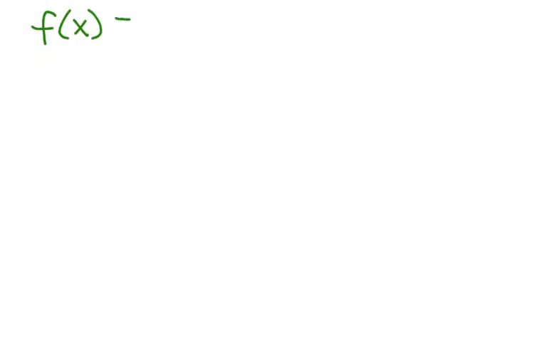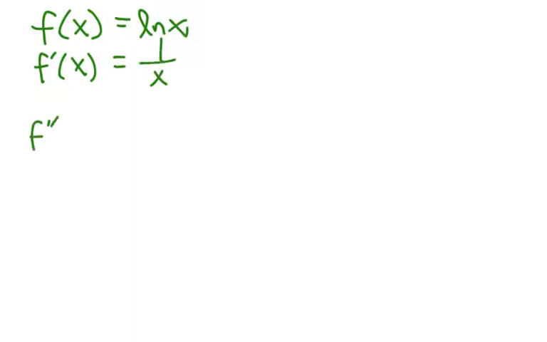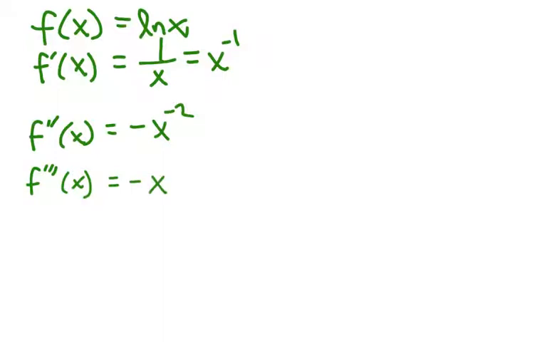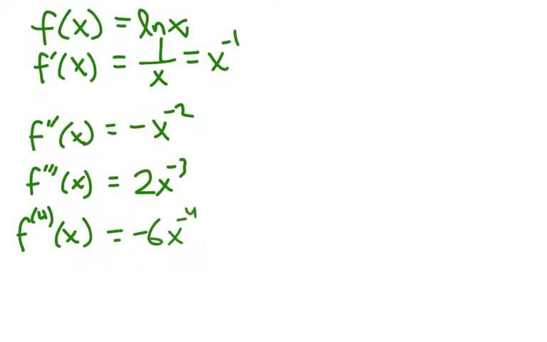We're dealing with the natural log function, so we know that the derivative of the natural log function is 1 over x. If you want to rewrite that as x to the negative 1, it might be helpful. Then the second derivative is going to be negative x to the negative 2. And the third derivative will be negative x, excuse me, no it won't. It's going to be 2x to the negative 3. And then the fourth derivative is going to be negative 6x to the negative 4.